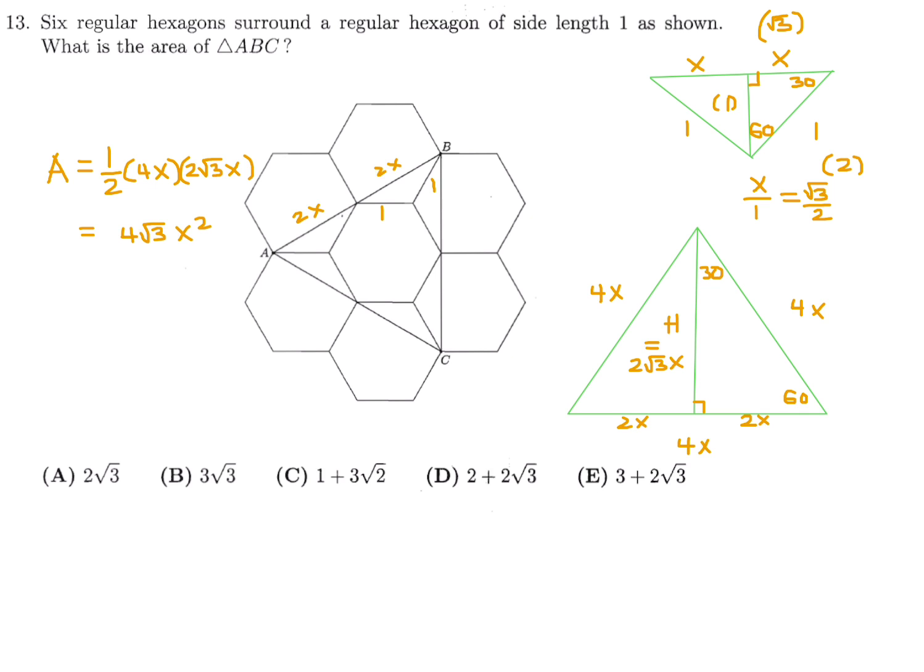Now you say, okay, that's great, but what's x? Well, x was over here, root 3 over 2. So we have 4 root 3. That's going to be 3 over 4 when you square it. So that gives me 3 root 3. And that is choice B for number 13.